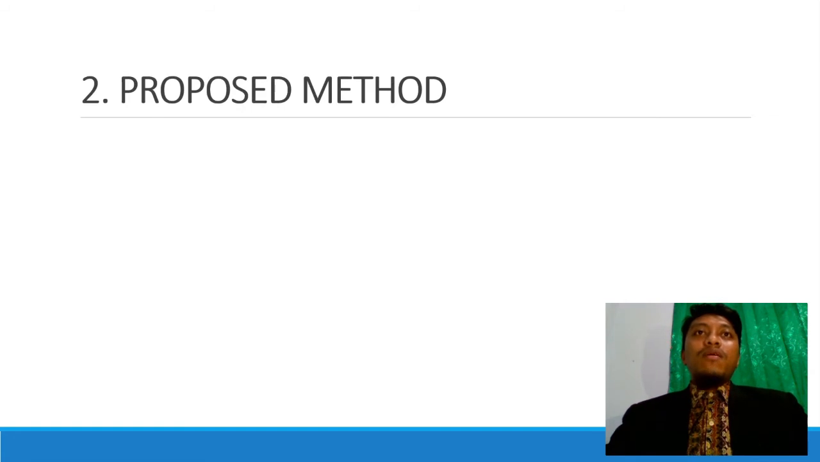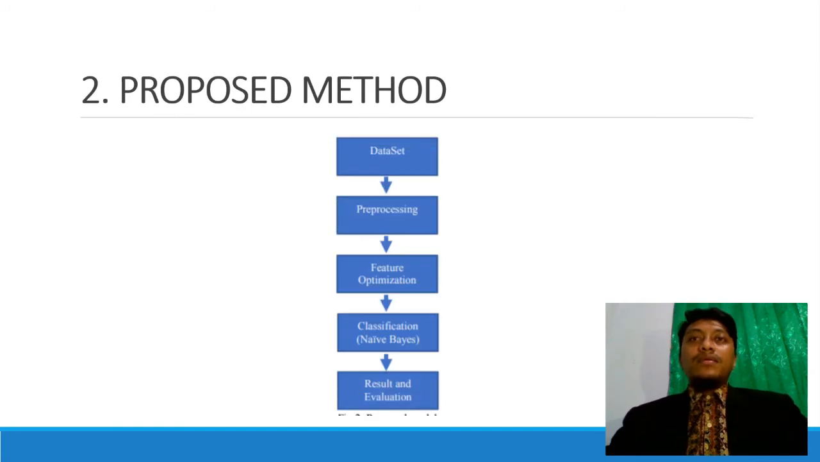Number two, proposed method. Proposed method number one, dataset. Number two, pre-processing. Number three, feature optimization. Number four, classification with Naive Bayes. And number five, result and evaluation.